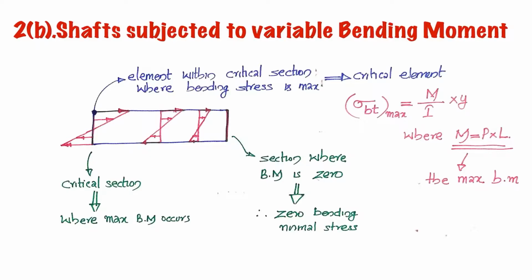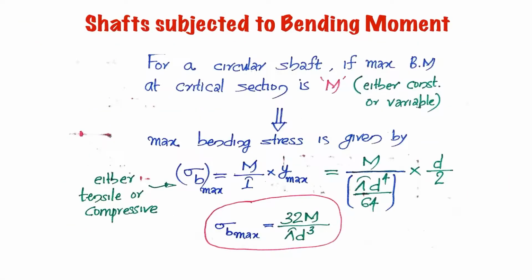So you have to calculate the maximum value of bending stress. You can use the bending equation M by I into y, where M equals P into L in this case, where it is a variable bending moment.